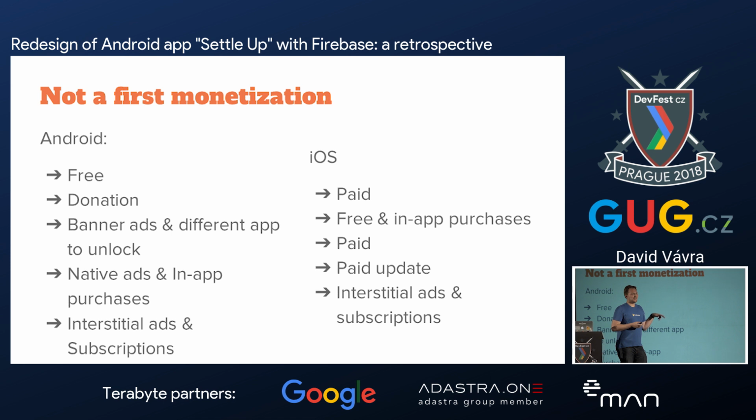Then it was popular at the time to create a different app, which is paid, and it doesn't do anything. It just unlocks the main app. So that's what we did. But it was kind of a hassle to manage these two apps with two different ratings, and it's also hard for the users. So when in-app purchases came, we replaced this with in-app purchases.